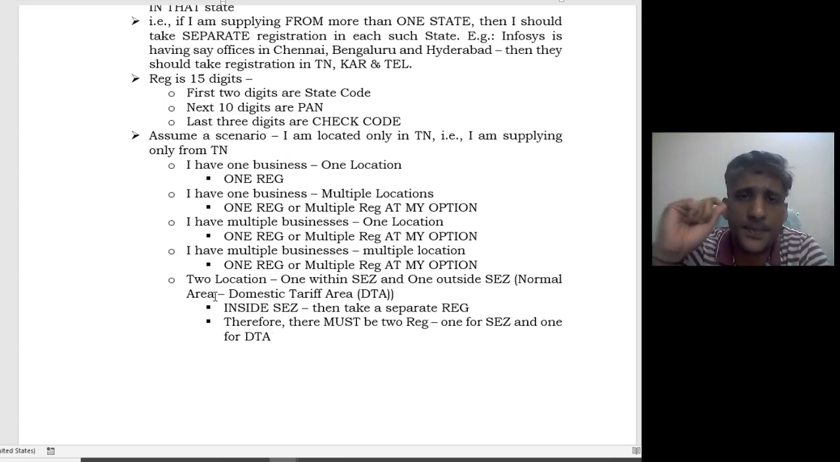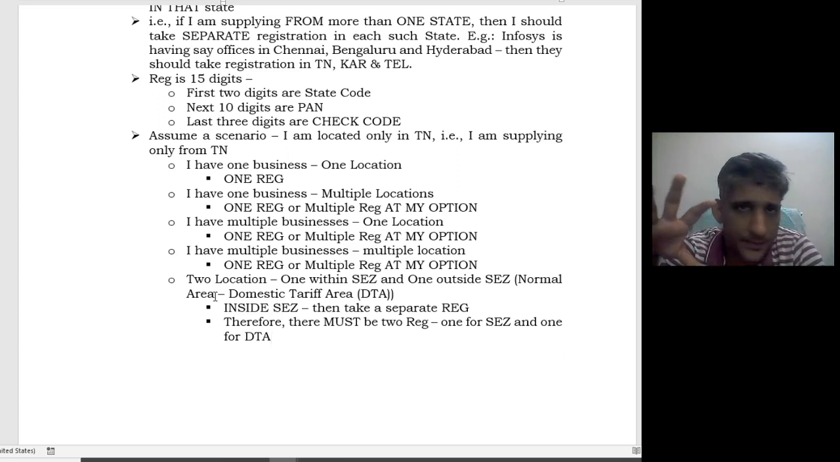Then I should take compulsory registration for ACZ. Without taking compulsory registration for ACZ, I cannot operate. ACZ and DTA, that is the normal unit, cannot be under the same registration.